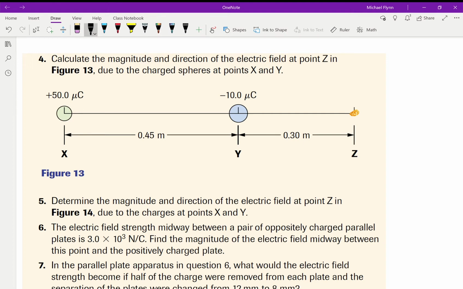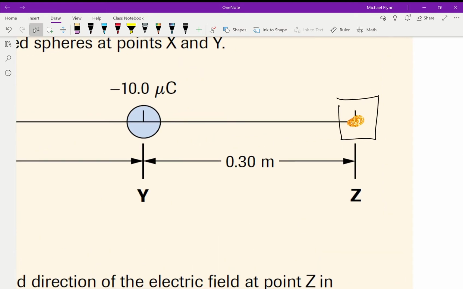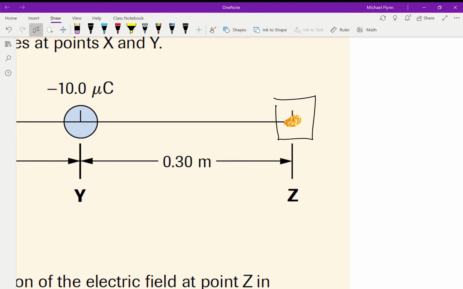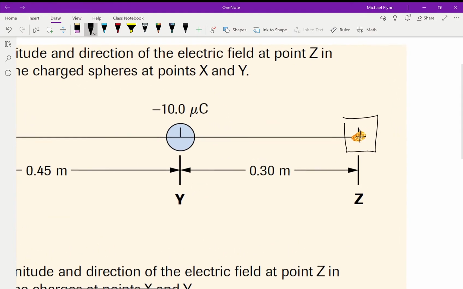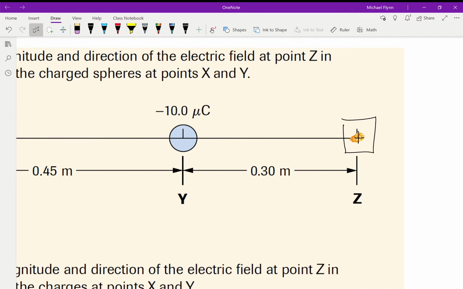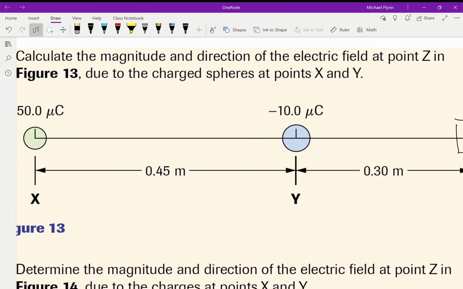Now I'm going to draw a little box here. I'll zoom in. What you do when you're doing electric fields is you pretend that you're putting a little positive charge there. Then you use the formula for electric fields in the proximity of a point charge. Just ask yourself what direction the forces would be on that charge because of these two other charges.